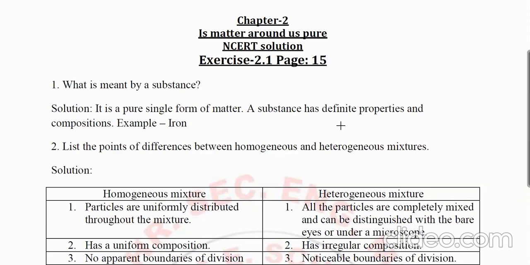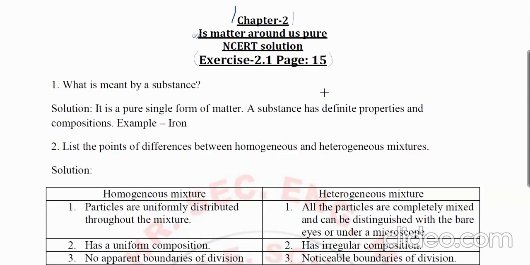Now, as I am going to provide you the PDF notes today, in today's video I am going to discuss the questions present in your NCERT and their answers. So let's start. This is chapter number 2, and the name of this chapter is "Is Matter Around Us Pure?". I am going to give you the NCERT solutions for the questions present in your NCERT, starting with page number 15, exercise 2.1.